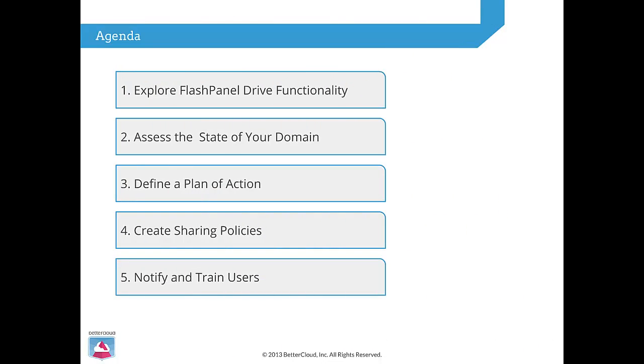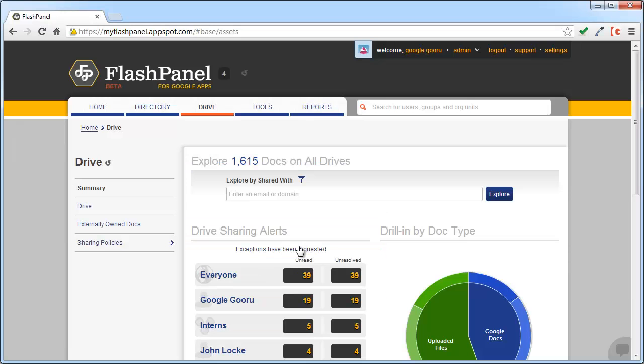So today's agenda, we're going to explore FlashPanel's Drive functionality, everything you can do within the application. Number 2, we'll assess the state of your domain, kind of the current domain health check. Next, we'll define a plan of action so you can immediately begin bringing some docs into compliance. Next, we'll create some sharing policies. And lastly, we'll teach you how to teach your users how to use FlashPanel and what they can and can't share.